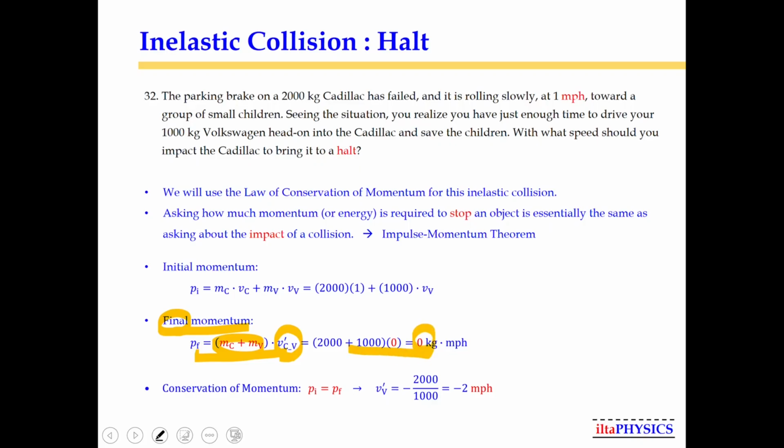Based on the law of conservation of momentum, the required velocity for the Volkswagen is -2 miles per hour. The reason the velocity is negative is that it must move in the opposite direction of the Cadillac's motion. Because it's a simple case, we use miles per hour as our unit, just like the problem stated.